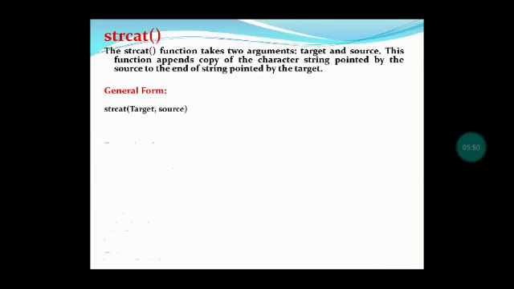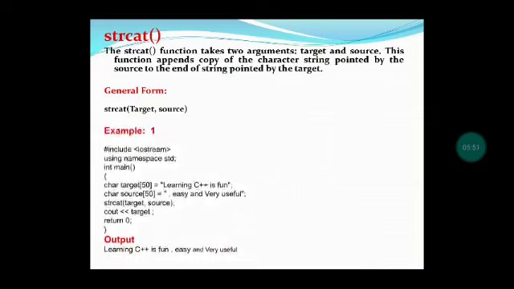And the example: in target we have given "learning C++ is fun", and for source we have given "easy and very useful". We are adding both the strings, target and source, with strcat(target, source). The target string and the source string have been added. So the output will be "learning C++ is fun, easy and very useful". Both the strings have been added, and finally we are getting the output by using this strcat function, that is concatenation, adding both the strings.